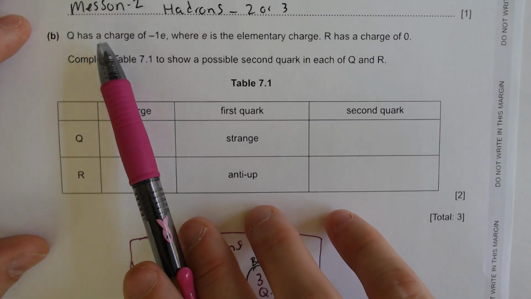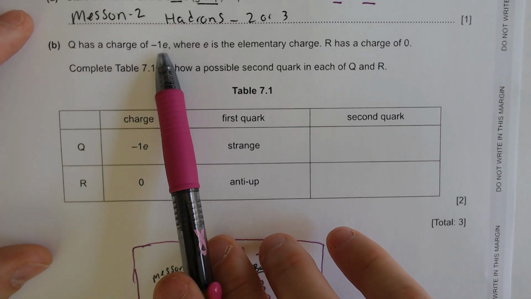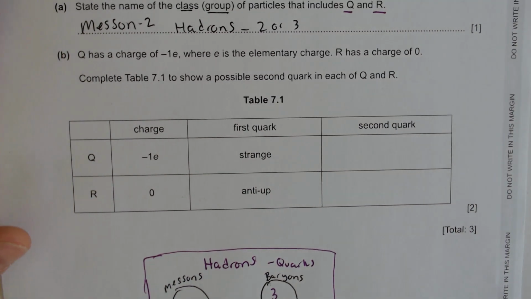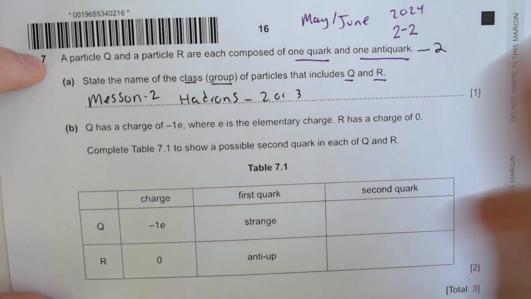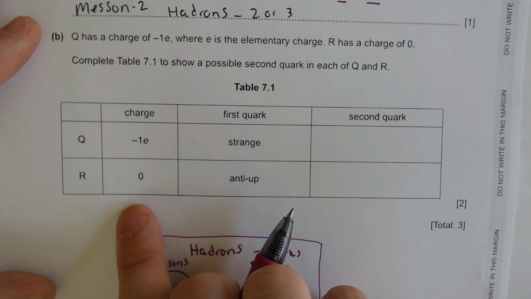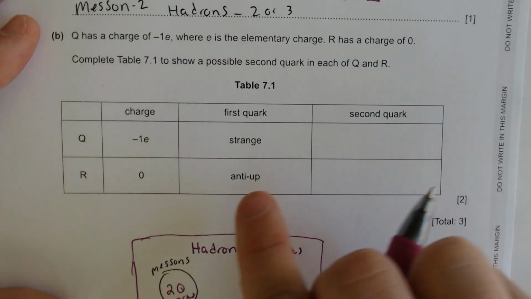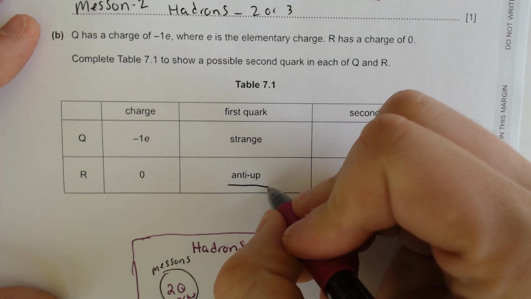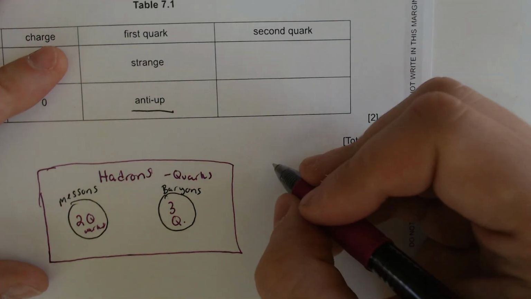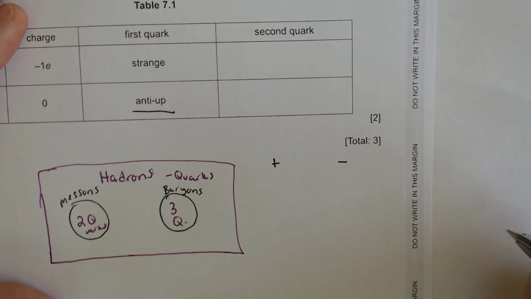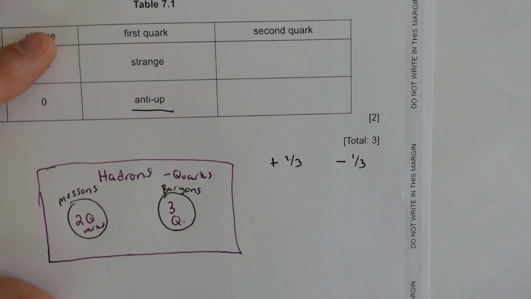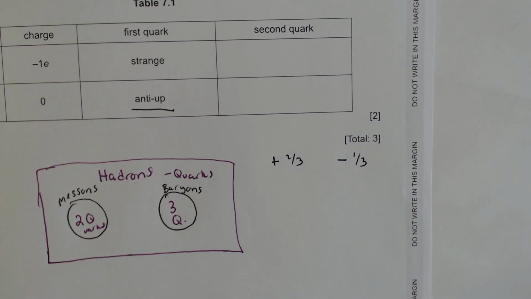Here, we are told that Q has a charge of -1 elementary charge, and R has a charge of 0. So we're going to start with the easy one. Also, remember that each of these has 1 regular quark and 1 antiquark. If R has a charge of 0, and it has an anti-up already, so the anti is done, we need to come up with one of the regular quarks. The regular quarks, there are positive ones and negative ones. The positive ones have a charge of 2/3, and the negative ones have a charge of -1/3. But keep in mind, that's the regular non-anti charge.